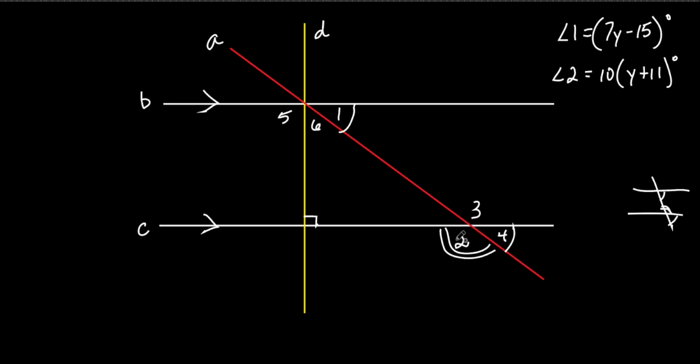Well, 2 and 3 are exactly the same angles, right? So that must mean 1 and 2, what? Add up to 180. So guess what we're going to do with this angle and this angle? Add them up and? 360.